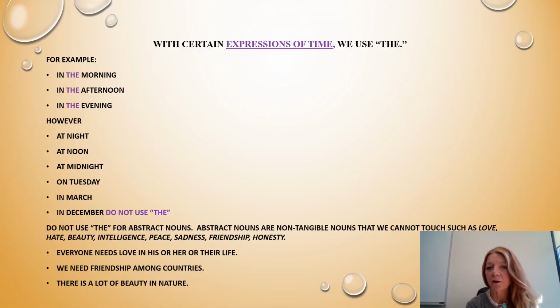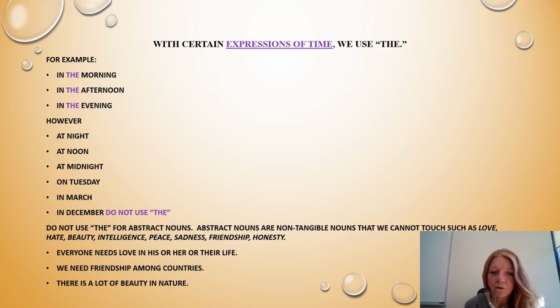Let's stay just a little bit longer with the article the. With certain expressions of time, we use the, don't we? For example, in the morning, in the afternoon, in the evening. However, there are certain times of day and night that we would not use it, or times of the month, and those would be like at night, at noon, at midnight, on Tuesday, in March, in December. In those cases, we do not use the article the.